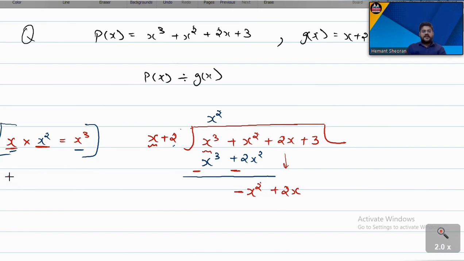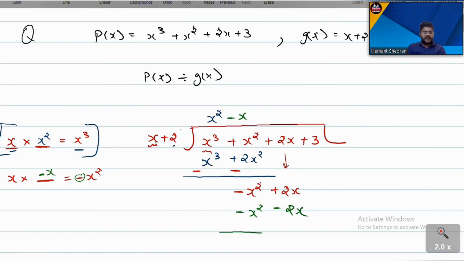Then the next step will be x again needs to be multiplied by something so that we get a negative x square. So what will be that number? That number will be a negative x. Yes or no? Because we need a negative sign. So negative needs to be introduced now. So negative x times x gives you negative x square. Then negative x times positive 2 gives me negative 2x. Get it?